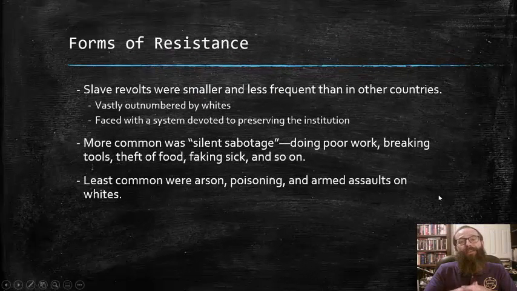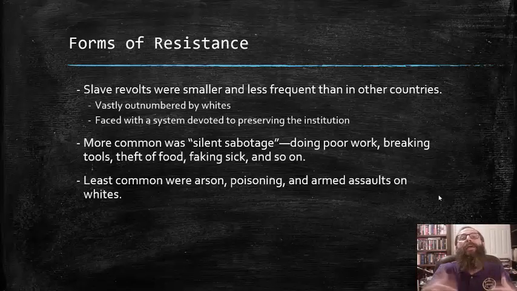African American slaves in the southern United States certainly did not sit idly by and passively accept their lot in life. With that being said, however, slave revolts were smaller and less frequent than in many other countries that had the institution of slavery. A big part of this reason was that the slaves were vastly outnumbered by the white population, and they certainly understood that. They were also faced with an entire system whose infrastructure was devoted to preserving the institution of slavery.